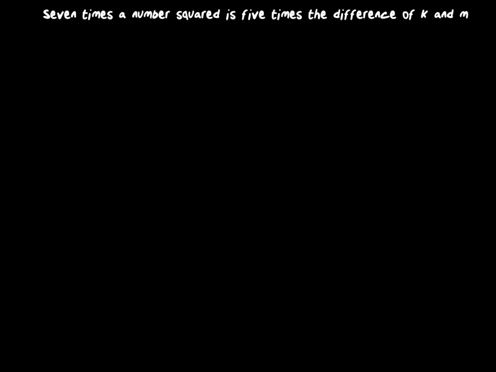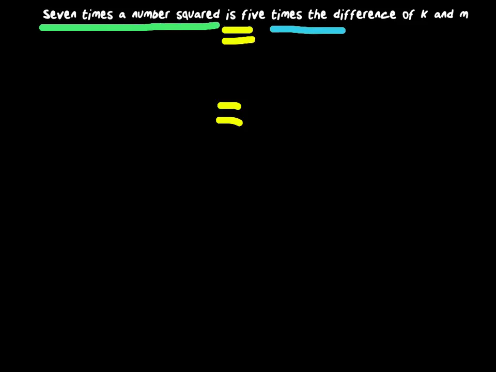7 times a number squared is 5 times the difference of k and m. What we want to do is put this into an equation, so let's look for our keywords. We know our keywords are "as is," "as much as," "is the same as," or "is identical to." I see "is" right here, so we know that our equal sign is going to go in the middle, and that there are two separate expressions, one on each side.